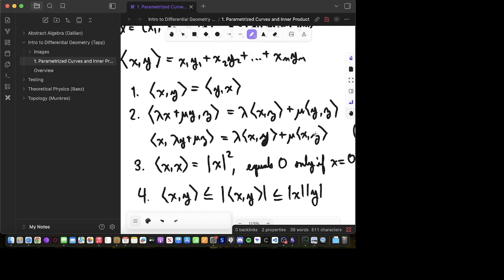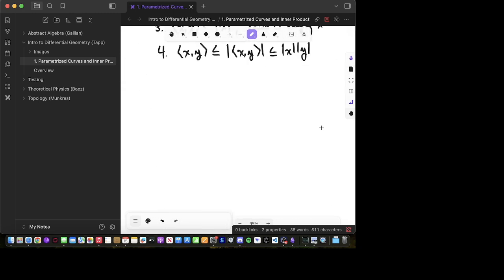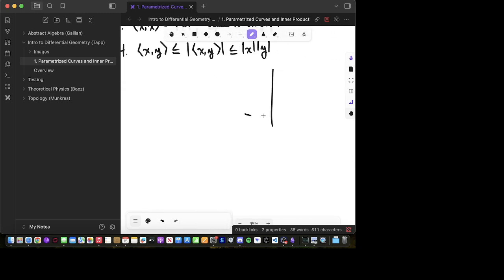Now, what does the inner product essentially mean visually? Let's say we have two vectors, x and y, and there's an angle theta between them. The inner product of x and y is going to be equal to the magnitude of x times the magnitude of y times cosine theta, where theta is the angle.